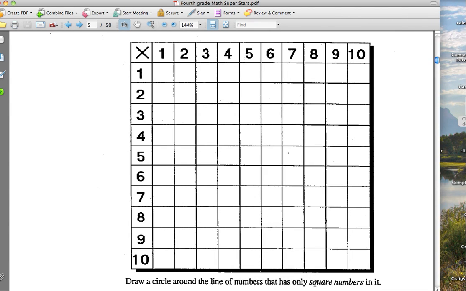Okay, this is Neil Gallagher, Mars Dad again, and we're going to look at some Math Superstars problems. Let's look at the first problem. We're given this grid of numbers, and we're asked to fill it in first of all.